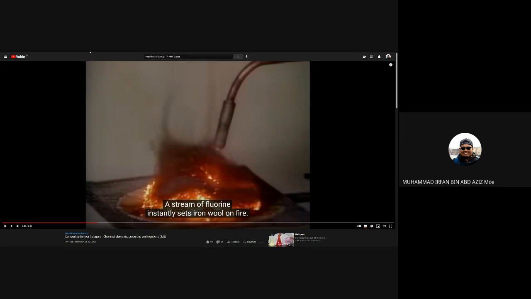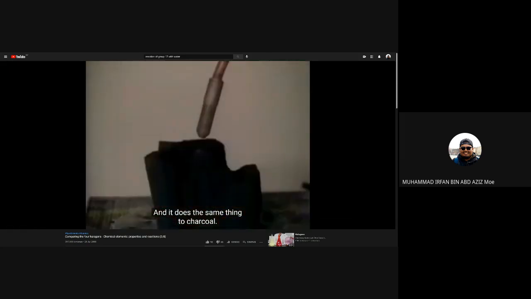Okay, and for fun facts, fluorine is the most electronegative element. Electronegative means it can receive electrons. Maksudnya dia lagi suka receive electron. The electronegativity value for fluorine is 4.0, the highest. Okay, 4.0. The fluorine is in gaseous state. Fire. And it does the same thing to charcoal.